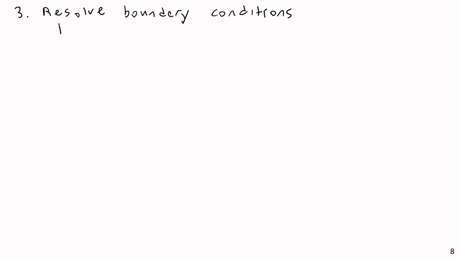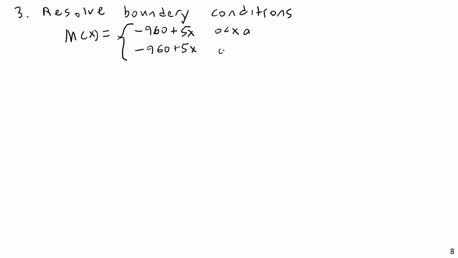I'm going to have to go ahead and break the real moment into its 2 independent but identical zones. So M as a function of x is going to be negative 960 plus 5x in both regions, negative 960 plus 5x and negative 960 plus 5x, and this will be when x is between 0 and a, and this will be when x is between a and 192 inches.